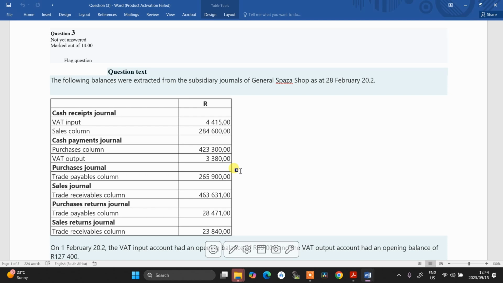Okay, without wasting your time, let us look at one of the questions from assessment number 3. This question will test your understanding of either VAT Input Account or VAT Output Account. But before we start discussing the question, let us just take a step back and discuss how VAT is calculated.